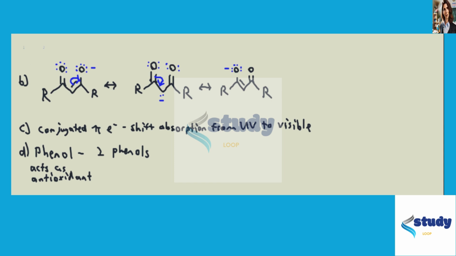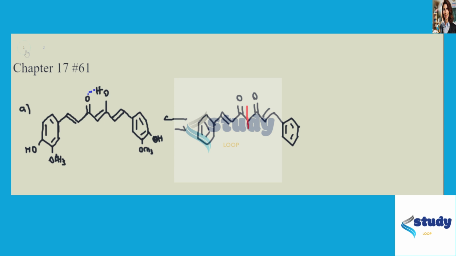So B, C, and D are right here. And then here's A, the keto form, and an explanation as to why the enol form is unusually stable. And that's the answer to chapter 17, problem number 61.